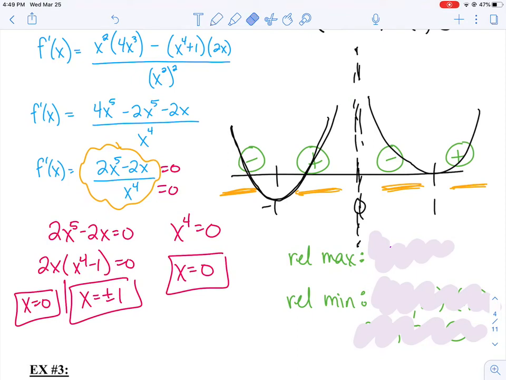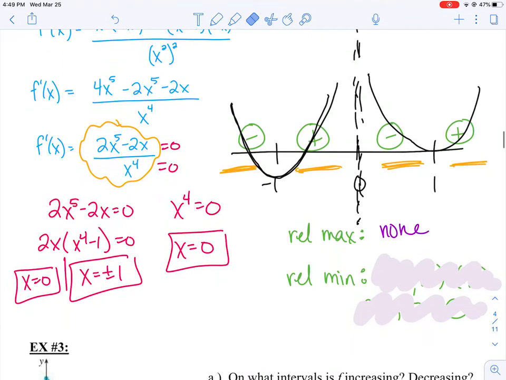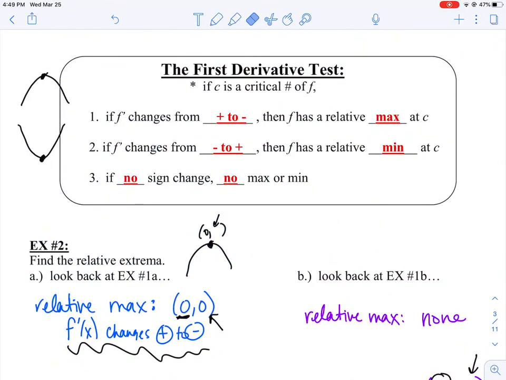So where do I have my relative maximum? Remember, relative maximums are when my derivative changes from positive to negative. And since the only time it changes from positive to negative is at that vertical asymptote, we can't say that that's a relative maximum because there is no number there to begin with. So on this graph, there is no relative maximum. However, there are relative minimum values.